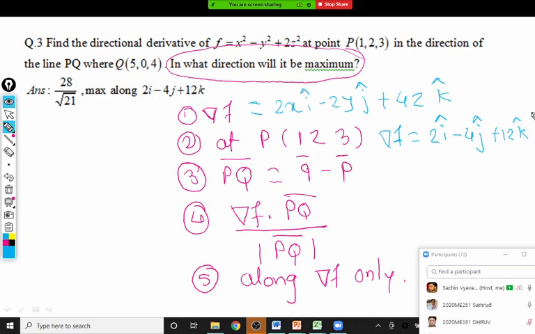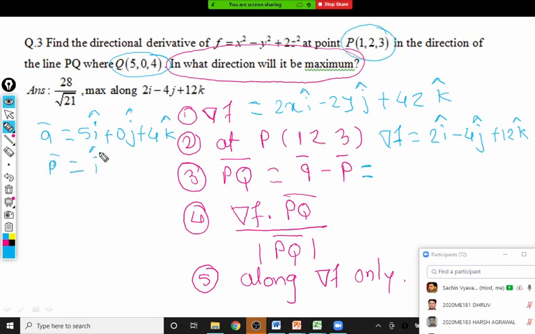That's the second step. Now we want PQ bar as Q bar minus P bar. So here is the Q bar vector. Q bar I will write here: Q bar is 5i plus 0j plus 4k. So this is the Q bar vector, the position vector of the point Q. The position vector of the point P is P bar, and that P bar vector from here is i plus 2j plus 3k.